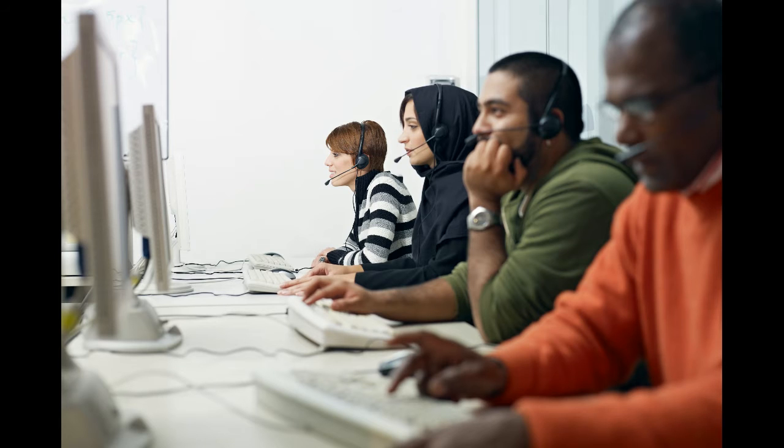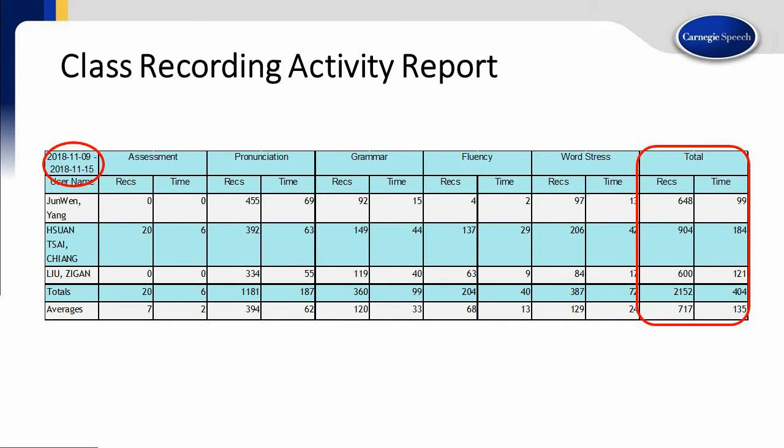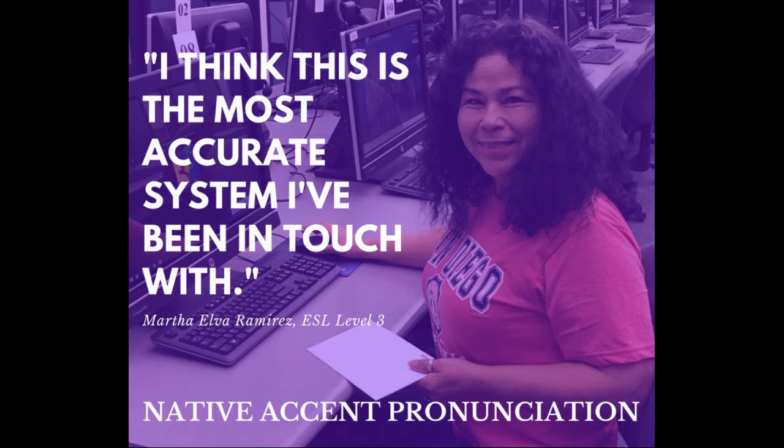Motivation is especially important in any computer-based training. Students have many competing priorities. A weekly review of active learning time and the automated email reminder system are both effective tools in identifying time on task and engagement issues early in the term and can help students to understand and adjust their NativeAccent practice.